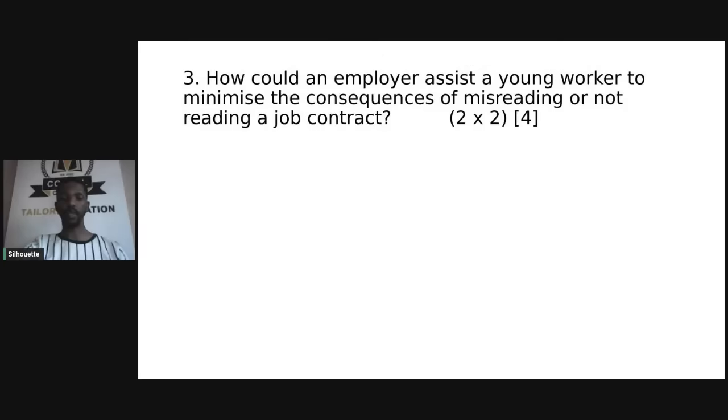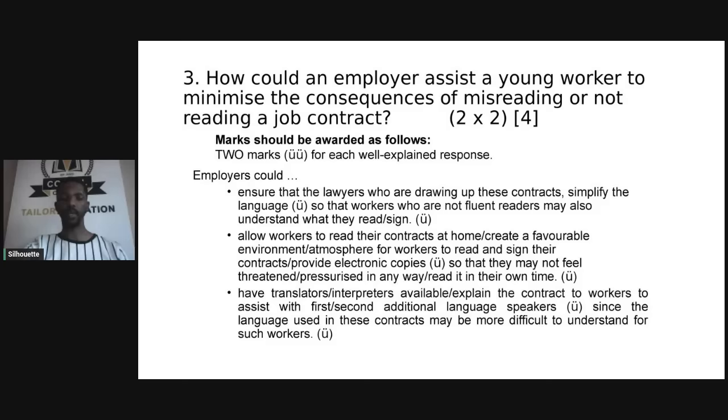Okay. And next question, how could an employer assist a young worker to minimize the consequences of misreading or not reading a job contract? So here, I just advise, please always read something that you're going to bind yourself to. So anything that you will sign, always make time to read. It's very important, okay? So anyway, the question is, how could an employer assist a young worker that does not read or misreads their job contract? Possible responses there. The employer could ensure that the lawyers drawing up these contracts simplify the language. That's what they can do to minimize the consequences.